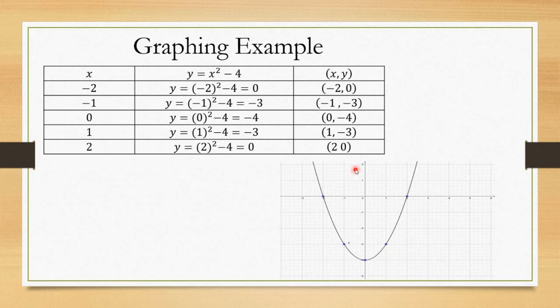Notice that we get the x-intercepts, right, at -2 and 2. That's where the graph touches the x-axis. See? X-axis. -2 and 2. Because when you replace x by 2 or -2, you get a 0. When x is 0 for the y-intercept, you get -4.